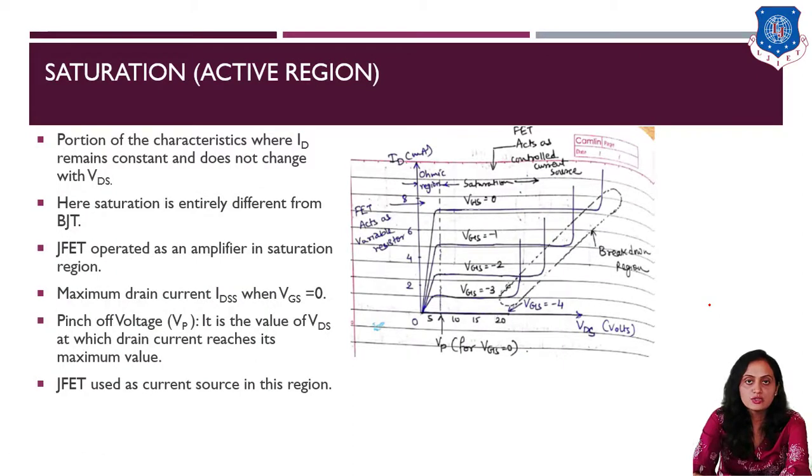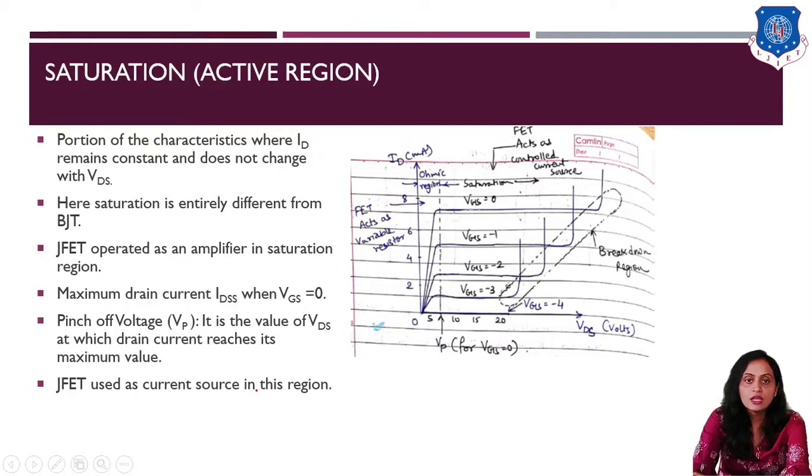Now we will see the saturation region, which is also called the active region. It is the portion of the characteristic where ID remains constant and doesn't change. So the drain current remains constant in this particular region where I am moving this cursor. This is called the saturation region. Here the saturation is entirely different from that of the BJT. The JFET operates as an amplifier in this saturation region.